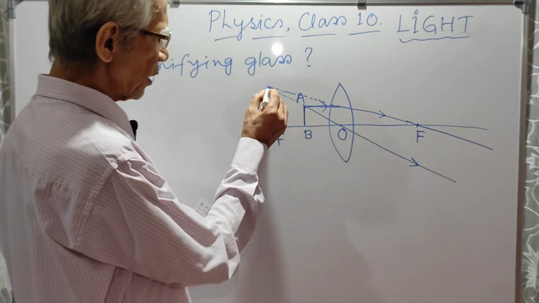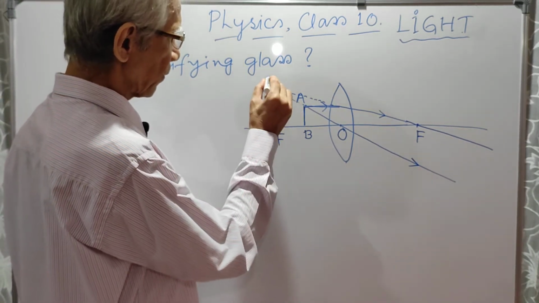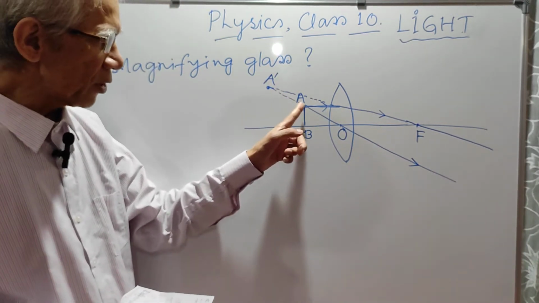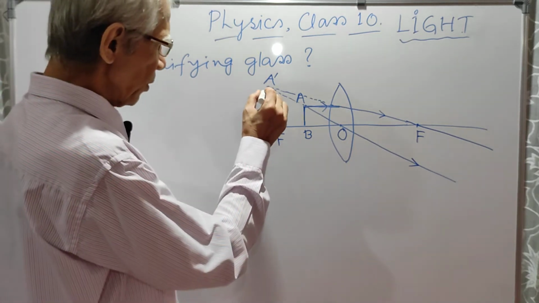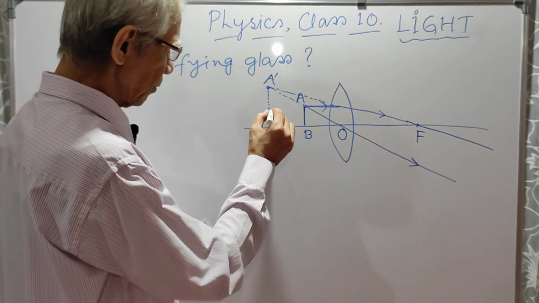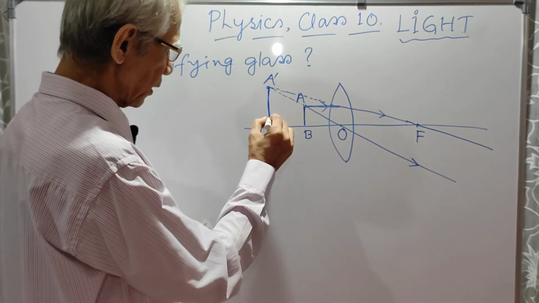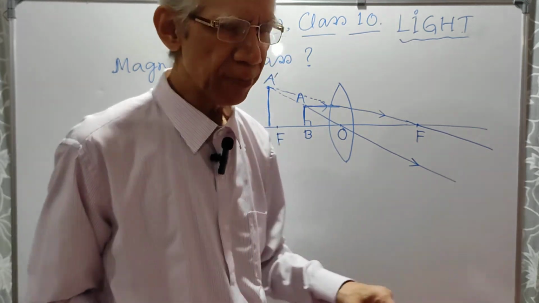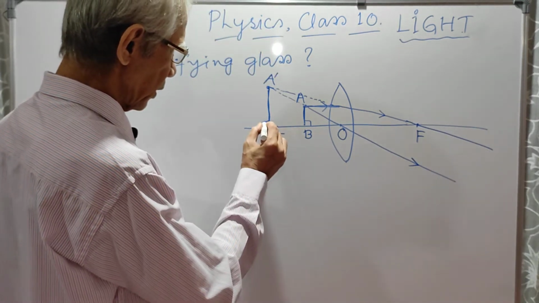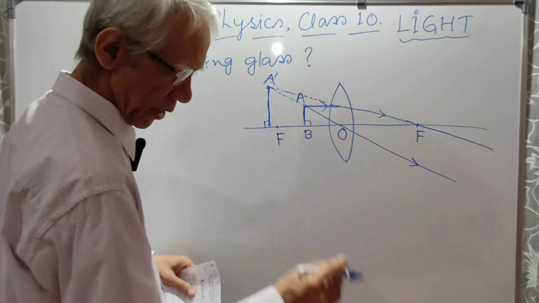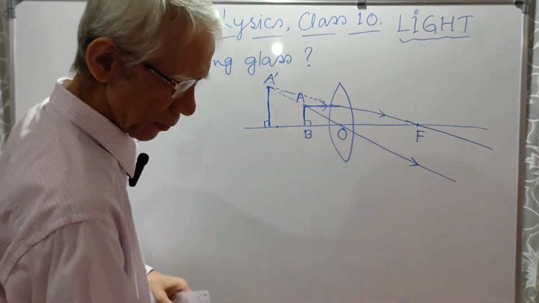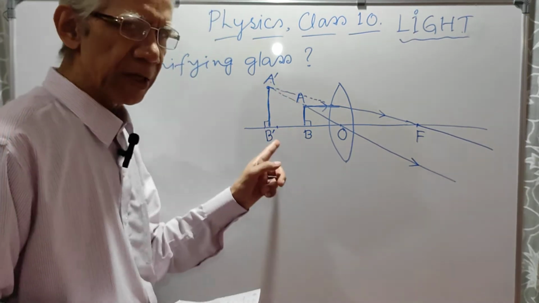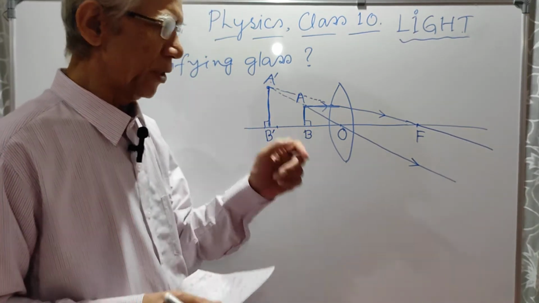Now, this is the image of this point A. So, this is A dash. It is the virtual image of A. Now, from here, if you draw a perpendicular, this object is perpendicular to the principal axis. Therefore, the image also will be perpendicular to the principal axis. So, this is B dash. A dash B dash is the virtual image of AB.